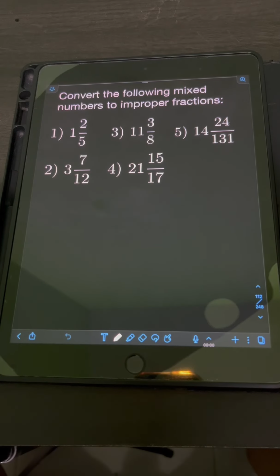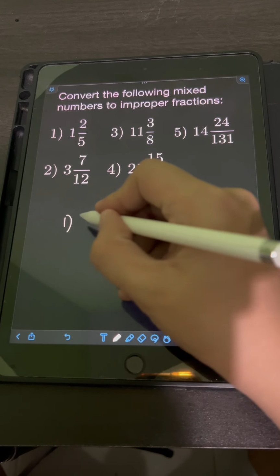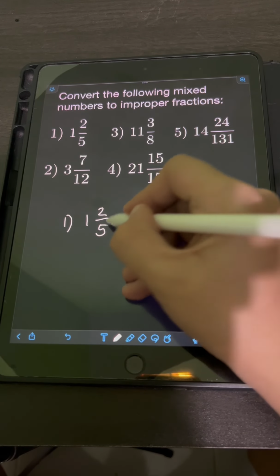Let's try to solve these problems. Convert the following mixed numbers to improper fractions. So let's start with 1 and 2/5.